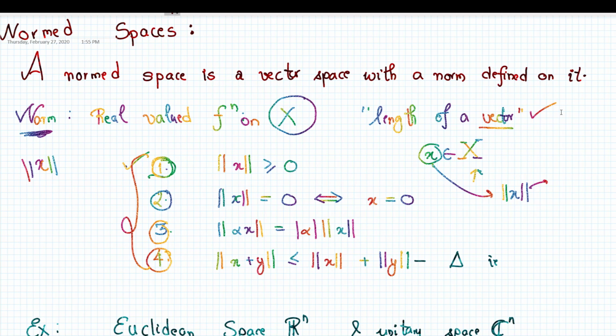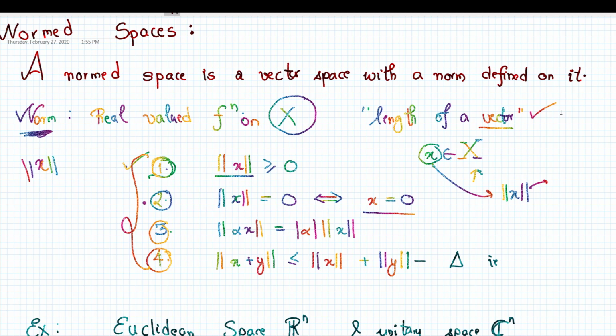Let's look at them one by one. So the norm of any element in the vector space X has to be greater than or equal to 0. The second property is that the norm of any element x is 0 if and only if the element itself is 0. That's pretty simple too.